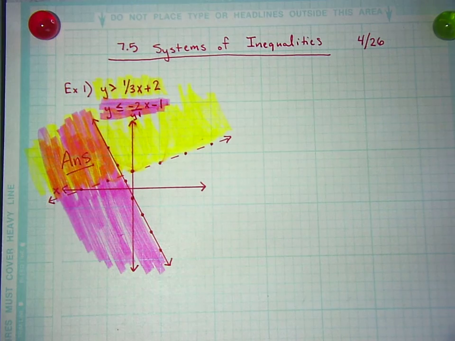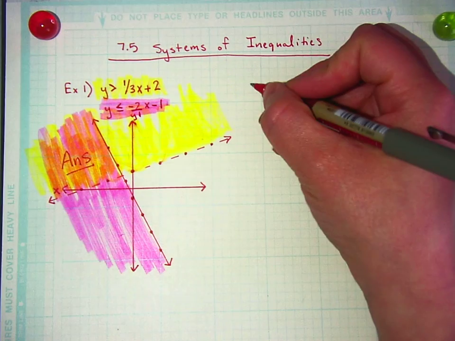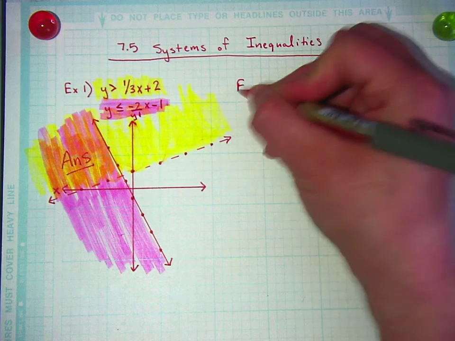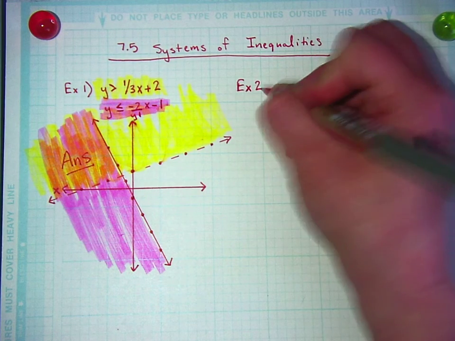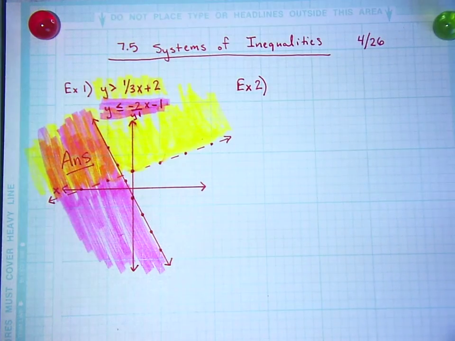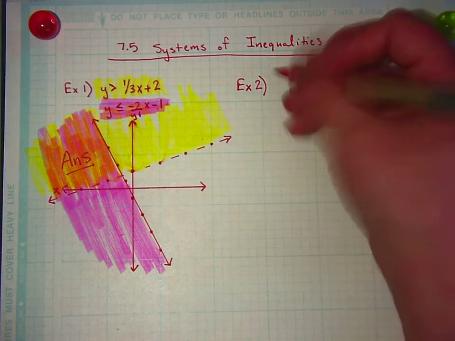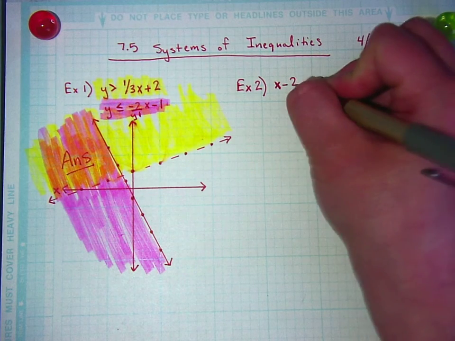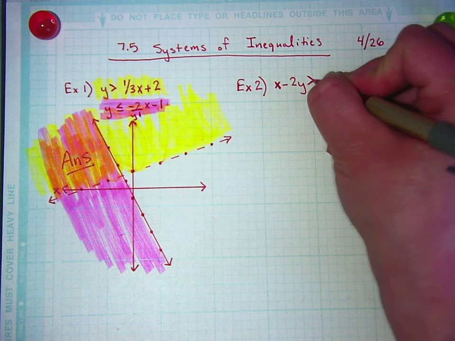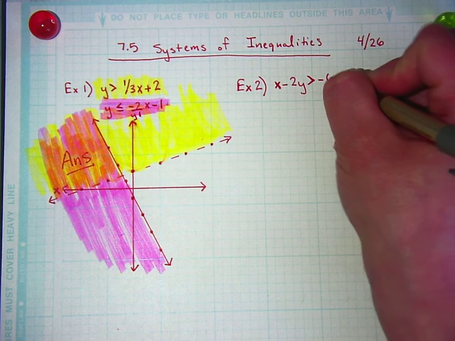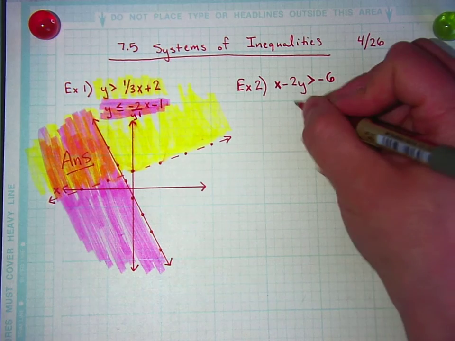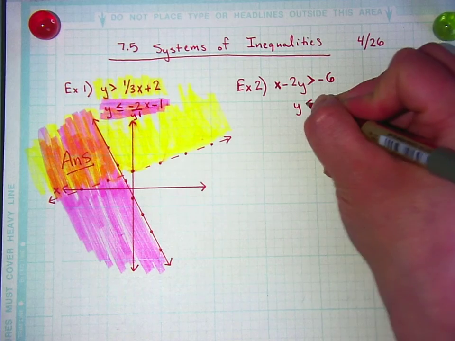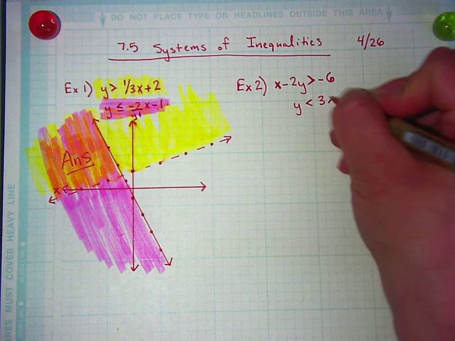Everybody understand? All right, example 2, I'm going to give a prize for. And I'm going to help you start it because I'm specifically making it a tricky question. That's why I'm going to help you start it. Everybody write down, x minus 2y is greater than negative 6, and y is less than 3x.